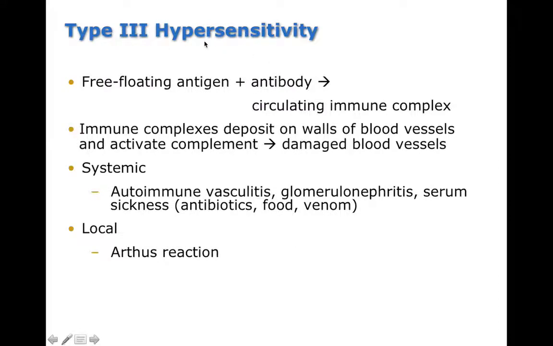So with a type 3 hypersensitivity, what's interesting is that it's similar to type 1 and 2 because it's antibody mediated, but this is a delayed hypersensitivity because antibodies bind to antigens, but they're inefficiently removed from the body. So you get these circulating immune complexes that can deposit on the walls of your blood vessels, and they can lead to damage in blood vessels. Systemically, this can lead to things like autoimmune vasculitis, glomerulonephritis, and serum sickness. Serum sickness is associated with things like antibiotics, certain foods, and venoms. But it's a delayed hypersensitivity. And if it's local, we call it an Arthus reaction.